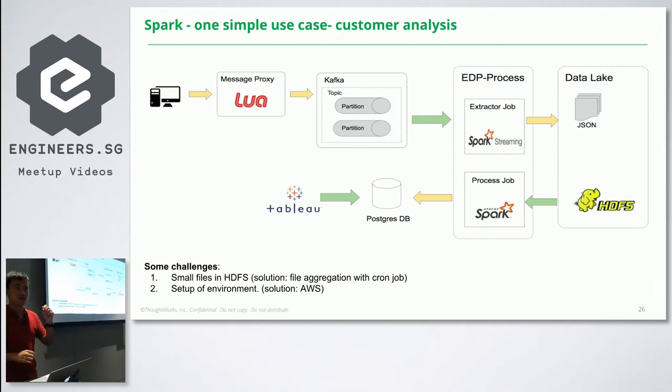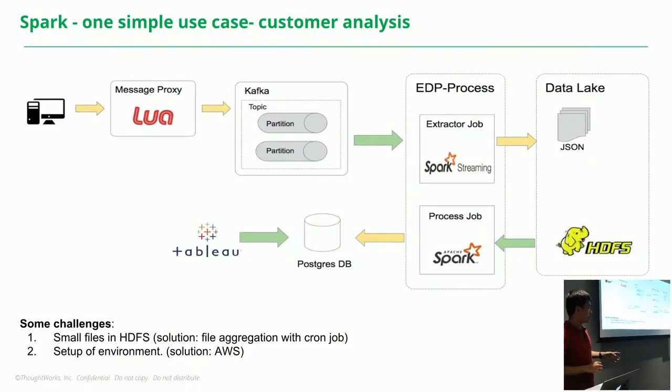This is a real use case we used before. When I left this project, the pipeline was like this, but now it's more mature. The main process is that we use a message proxy to forward the data from the application, the black icon on the left side, for example your apps or your online sales system, and we send that data into Kafka.